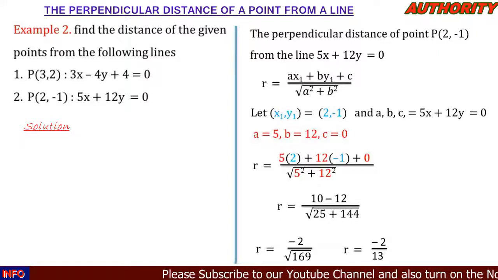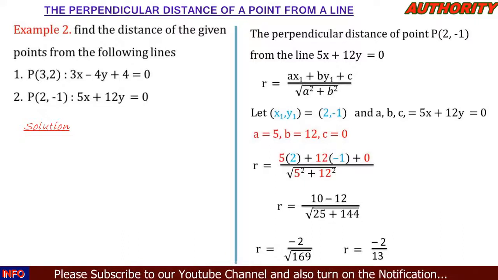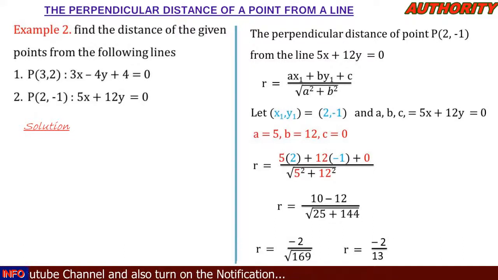So therefore, the perpendicular distance of the point 2, minus 1 from the line 5x plus 12y is equal to minus 2 all over 13.